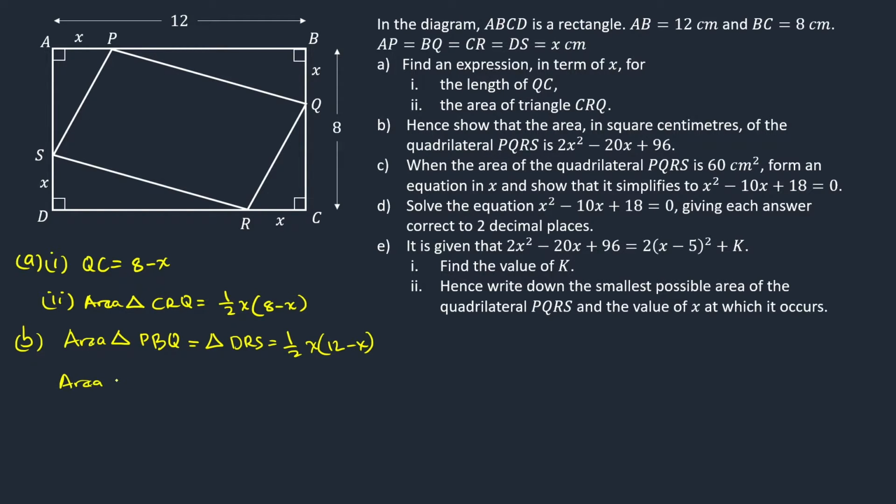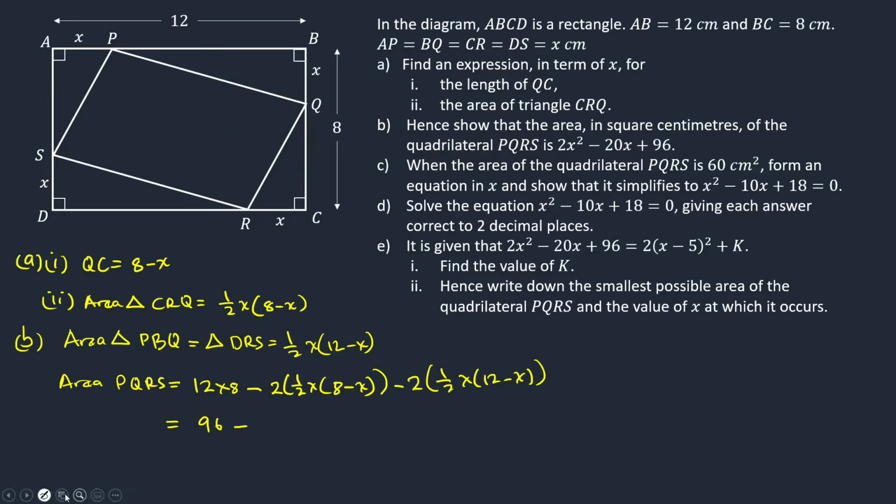That means the area of quadrilateral PQRS is equal to the area of the whole rectangle, which is 12 times 8, minus 2 times the area of triangle CRQ, meaning 2 times 1/2 x, 8 minus x, and minus 2 times the triangle DRS, 2 times 1/2 x, 12 minus x. Now 12 times 8 is 96.